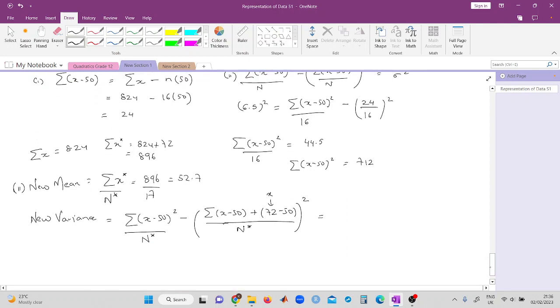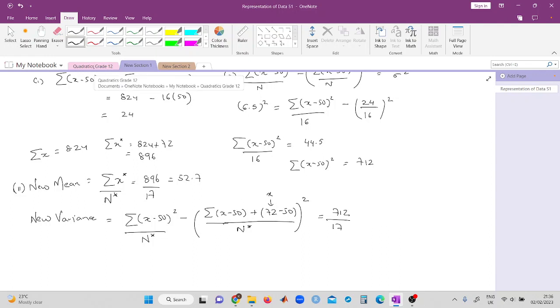And then I replace my value. So this gives me 712, and n star is 16 and 17. Okay. After that, we will do it again so as not to forget. Here we have to take this to the square again.